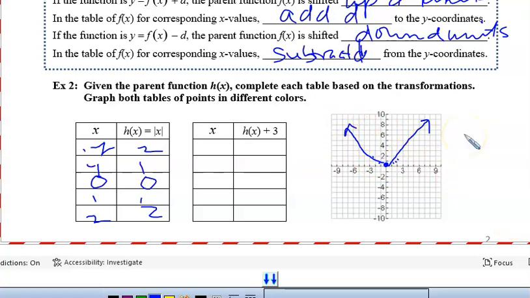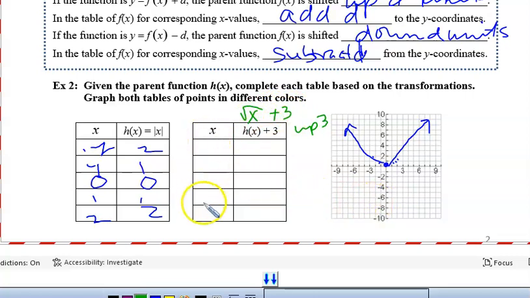And then in a different color pen, I'm going to do h of x plus 3. I know from our lesson from today in class that this is going to take my graph and move it up 3 units. And this h of x, if I replace it with the square root of x, is going to be the square root of x plus 3. So this is really what my equation is.